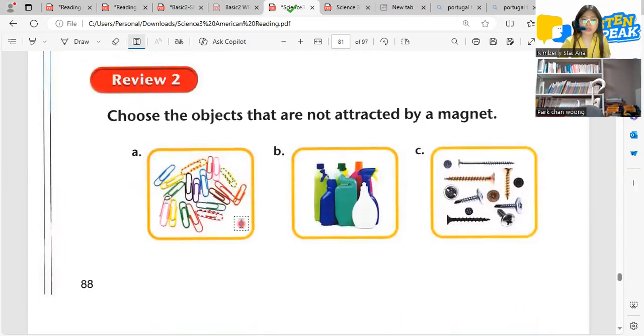So here you need to choose the objects that are not attracted by a magnet. Hello? Where are you? I can't see you. Oh, there you go. Now, what you need to do here is to look for the objects that are not attracted by a magnet. Letter B. That's correct. So this thing is made of plastic, and plastics are non-magnetic objects. So let's have this one.